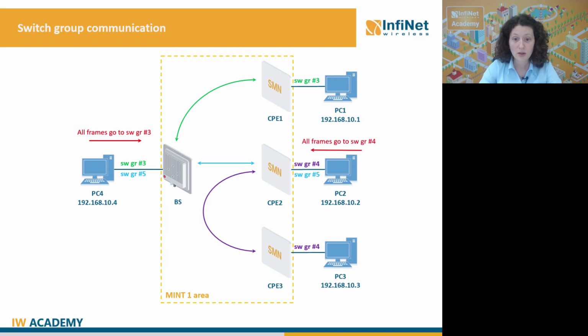The same way, all the traffic coming from PC2 to CPE2 will be put into switch group 4, since there is no filtering rule as well. You can see that no traffic is put into switch group 5, and there is no communication between PC4 and PC2. In order to make this communication possible, we need to create rules for our switch groups, and we will check the configuration options in the next slide.